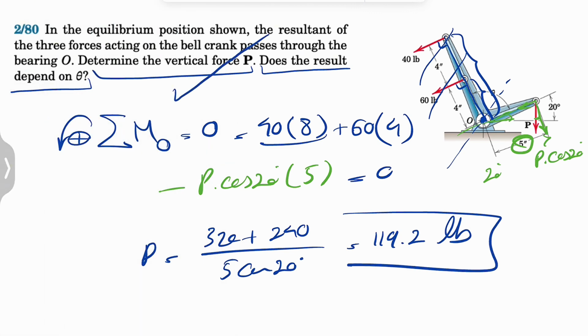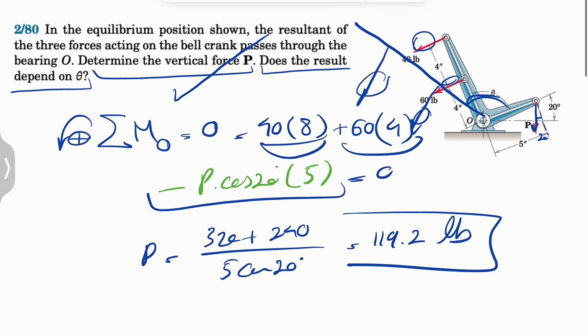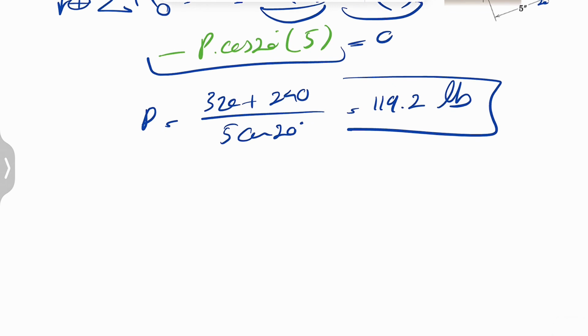So we found the vertical force P, and the question is asking us to determine whether the result is dependent on the angle theta or not. Let's just clean up the figure. Looking at this, if the crank opens, obviously the angle between P and this vertical line, which was 20 degrees, doesn't change, which means this moment is not going to change. Same for the other ones. If the crank changes the angle to this, again, we have the same distance for these two forces, so the moments of these two are also the same. That means changing the angle theta won't change anything, and the result for P is not dependent on theta.